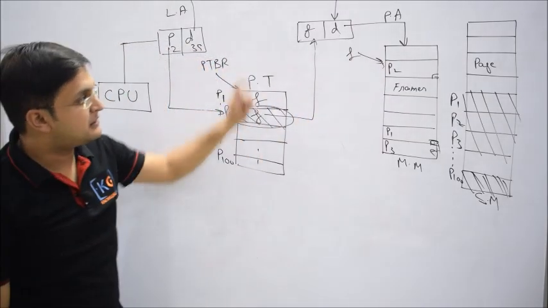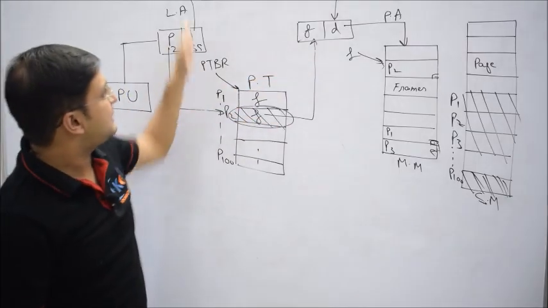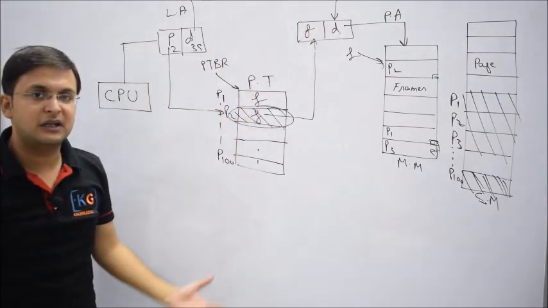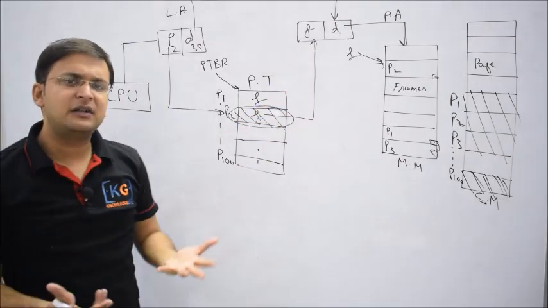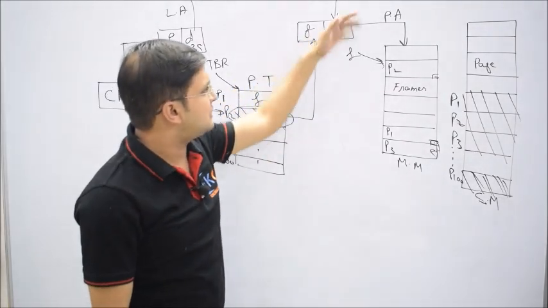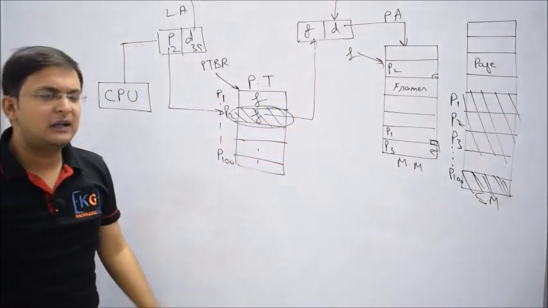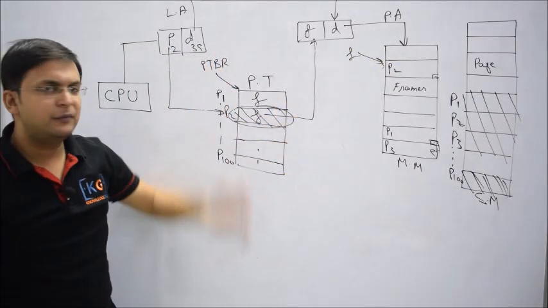So I'll get the base address of that P2, and that base address is combined with what? Instruction offset. You see what will happen? Instruction offset remains the same. Instruction offset is nothing but what? Instruction number. So when you combine this frame base address with the instruction number, it will become a physical address and can be used to access what? This main memory value directly.